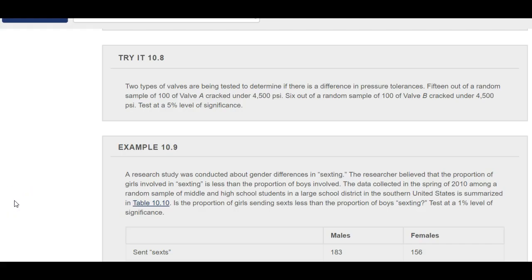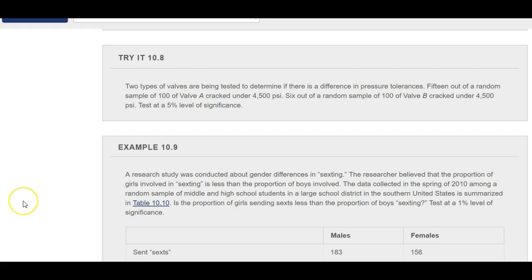Now, I'm not going to repeat the same question as I did on the website in the TI-84. I'm going to actually do the try it. Two types of valves are being tested to determine if there is a difference in pressure tolerances. 15 out of a random sample of 100 of valve A cracked under 4,500 psi. 6 out of a random sample of 100 of valve B cracked under that 4,500 psi. Let's test it at 5% level of significance.